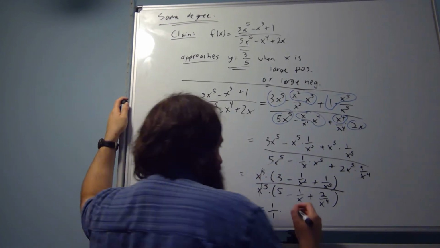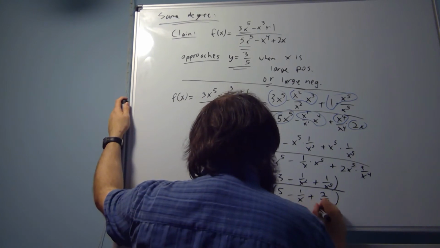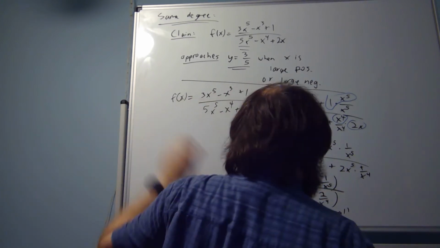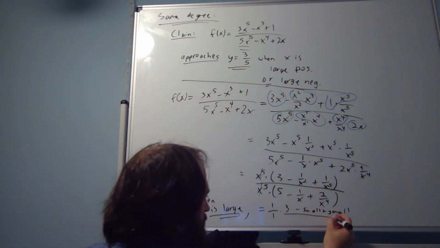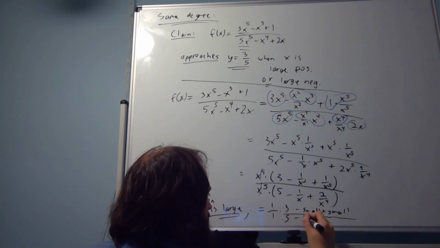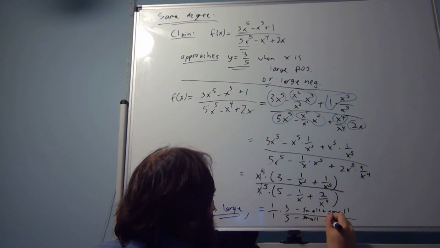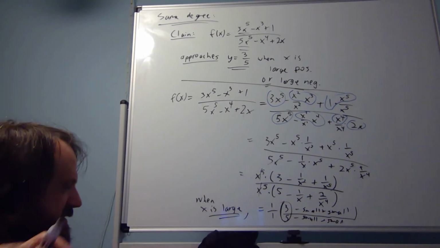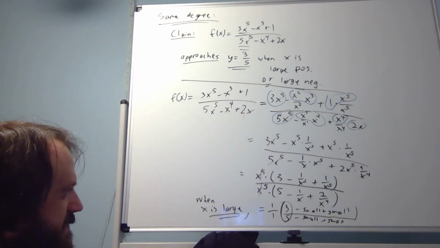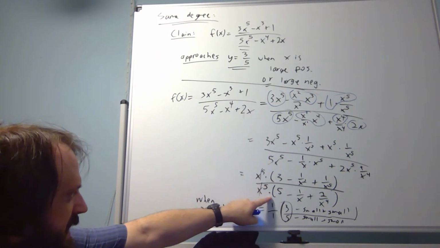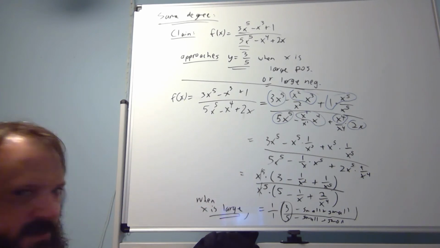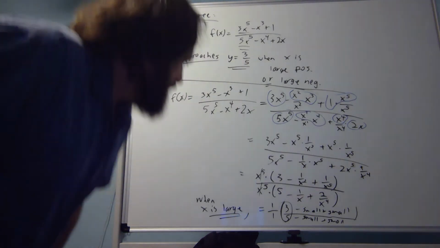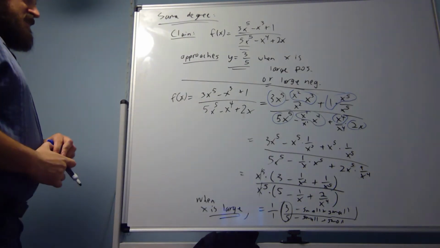The x to the fifths cancel out. This constant divided by x squared, this constant divided by x to the fifth, those are all very small. And the main idea is you have something that's very close to 3 divided by something that's very close to 5, and then times x to the fifth over x to the fifth. It's basically 3/5. So that's some food for thought, something to think about.